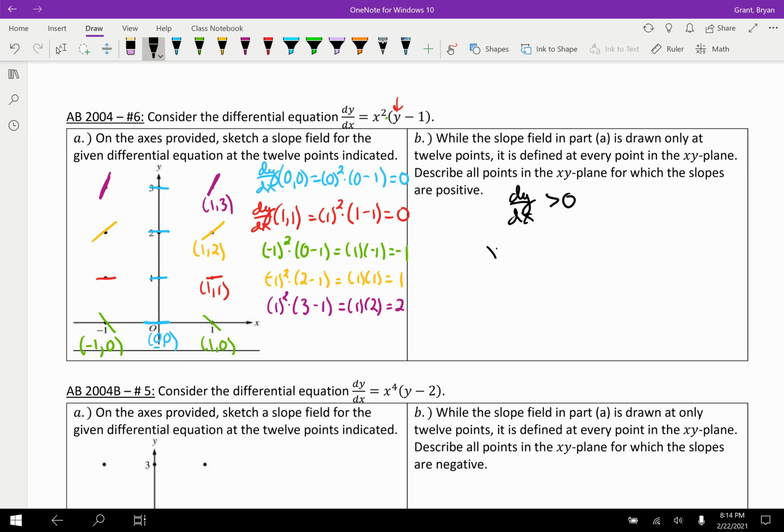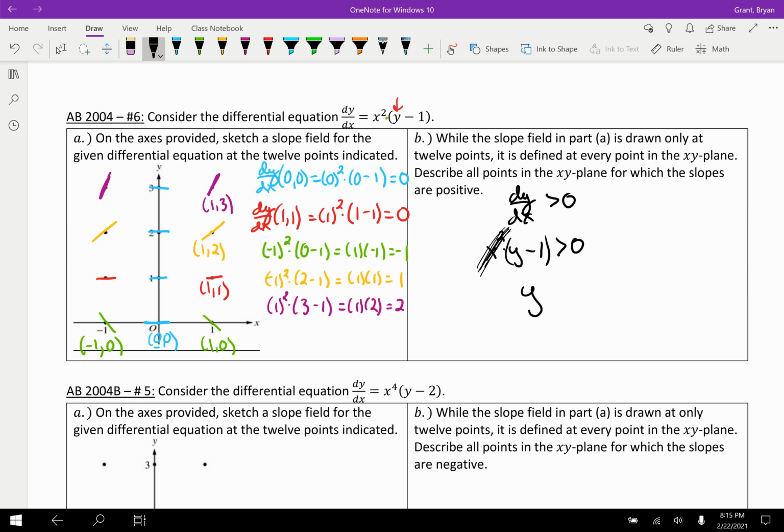We know that x squared times y minus 1 has to be positive, yeah? Okay, well, going further, isn't x squared always positive? I think it is, isn't it? So that really doesn't matter for our equation, right? x squared is always going to be positive. The part that determines whether our slope is positive or negative is the y minus 1. So how does that become positive?